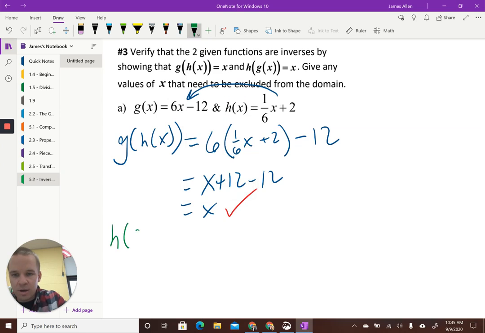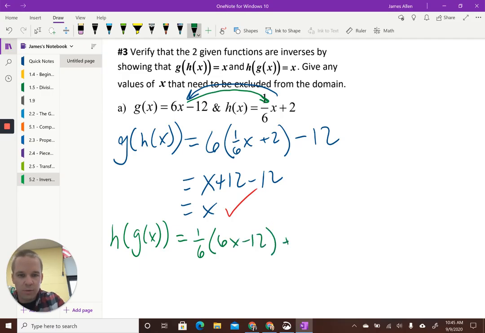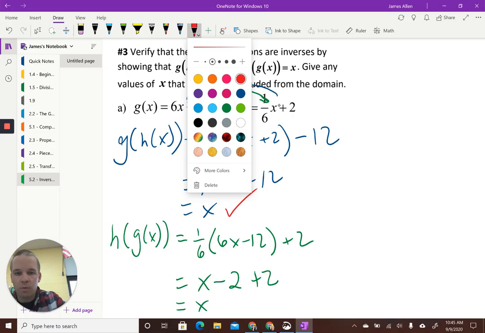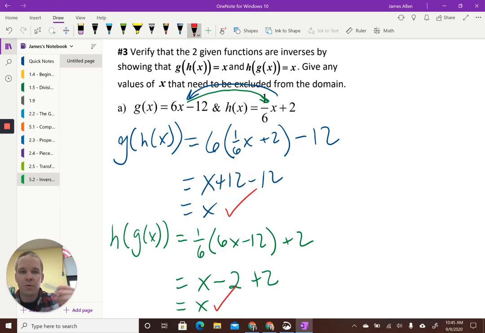The next one I'll do in green. We're going to have h of g of x. So g of x is going to get plugged in to the x here. So I'm going to have 1/6 and then 6x minus 12 plus 2. Distribute, I'll get, again, x because it's 1/6 times 6 minus, and then 12 times 1/6 is 2 plus 2. That equals x. I'm going to go with that red check mark again. Whoop, whoop. They both equal x. We've verified that they are inverses of each other. We did not need to restrict the domain in any way. We are done with this problem.